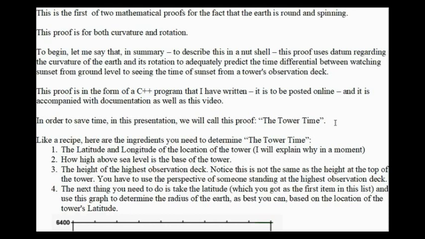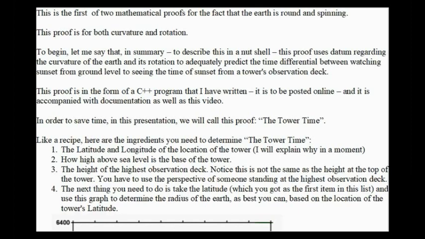Like a recipe, here are the ingredients you need to determine the tower time. Number 1, the latitude and longitude of the location of the tower. I'll explain why in a moment. Number 2, how high above sea level is the base of the tower? Number 3, the height of the highest observation deck. Notice this is not the same as the height at the top of the tower. You have to use the perspective of someone standing at the highest observation deck.